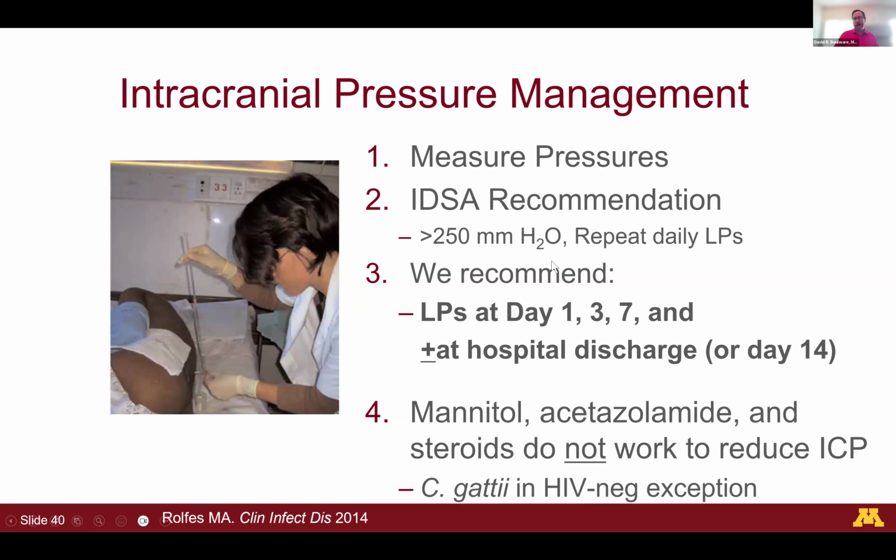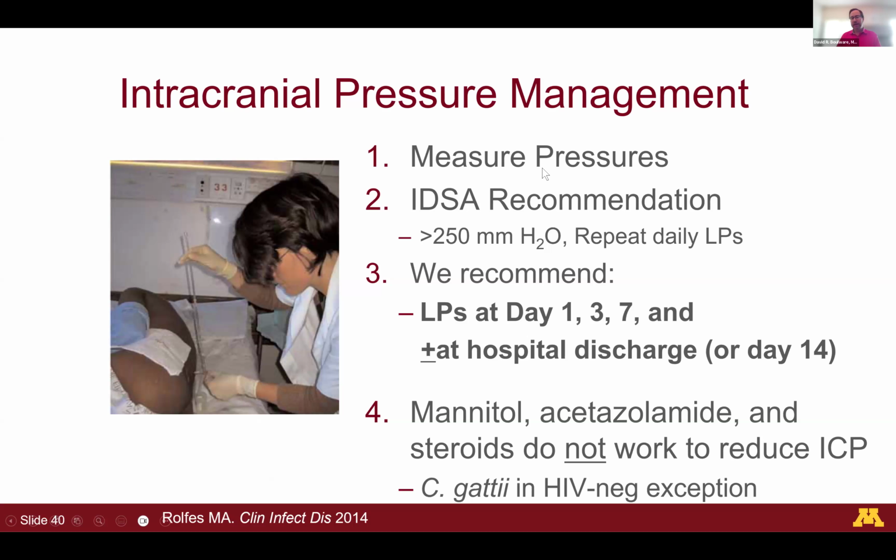Things that don't work: mannitol, acetazolamide, or steroids really don't work to reduce ICP. The exception may be in Cryptococcus gattii and HIV-negative persons, where there can be more inflammation, and so steroids have been used in gattii. But in persons living with HIV, these don't really work.